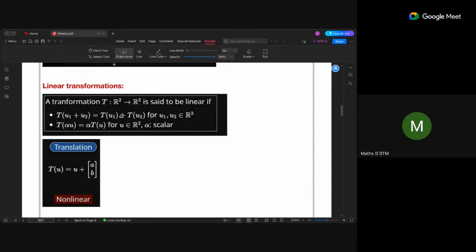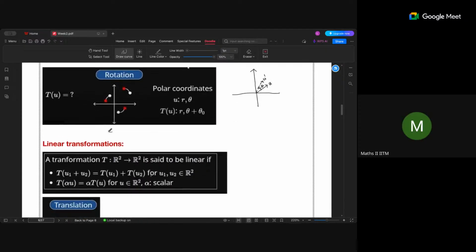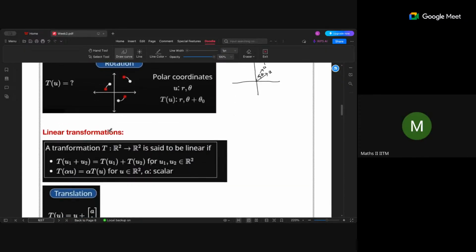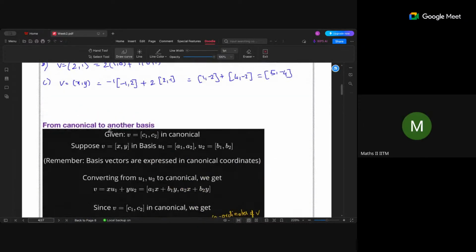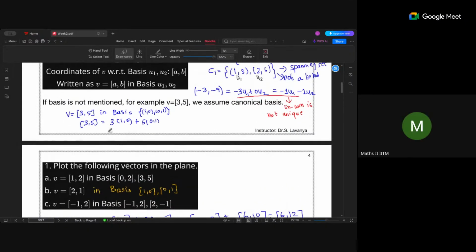So why is this condition needed for a transformation to be linear? The linear structures are preserved. What does it mean? I'm just telling you what is happening overall, because these are abstract statements. What are the linear structures we have seen in R2? I told this word earlier also. Linear structures means I'm talking about subspaces. What are the subspaces we saw in R2? Before I show, can anyone tell?